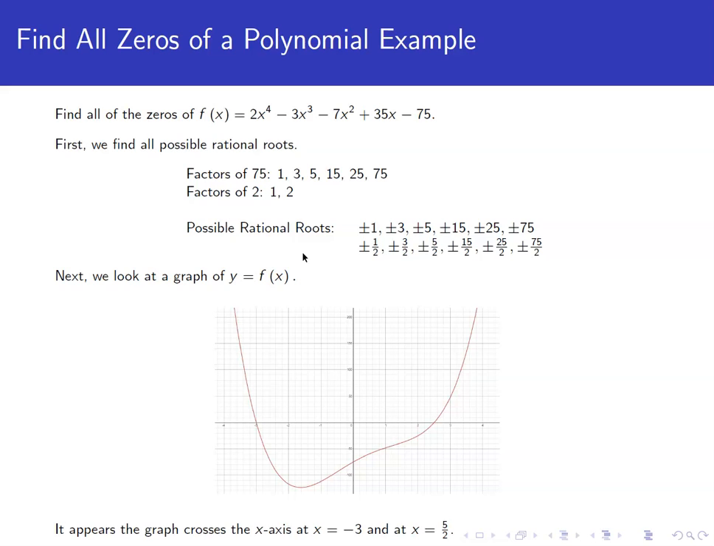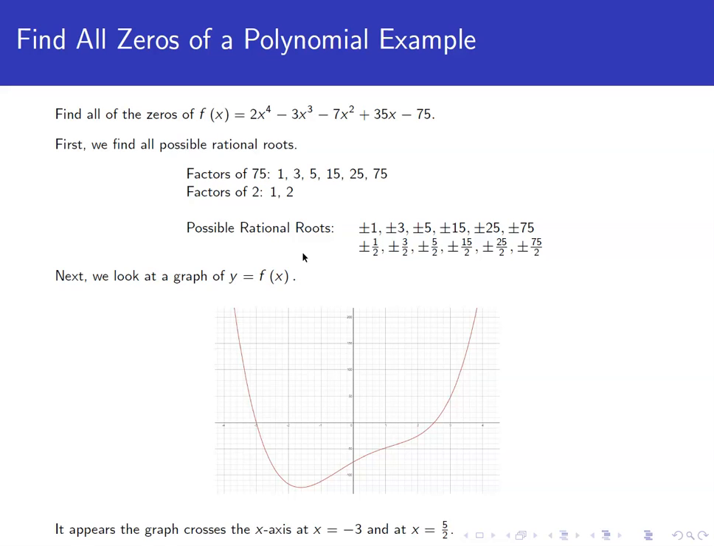Remember, our entire goal of doing this is to see what we can do to knock it down to a quadratic and then use factoring or the quadratic formula to find the last 2. So first thing we'll do, since we're not given any other information, is to look for what might be the rational roots of this polynomial. We'll find the factors of 75, which are 1, 3, 5, 15, 25, and 75, and the factors of 2, which are just 1 and 2.